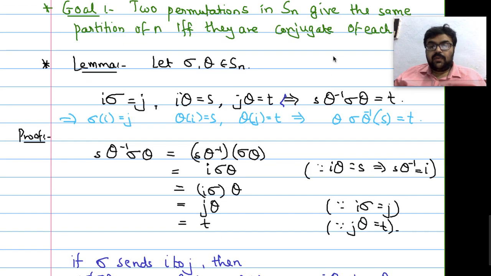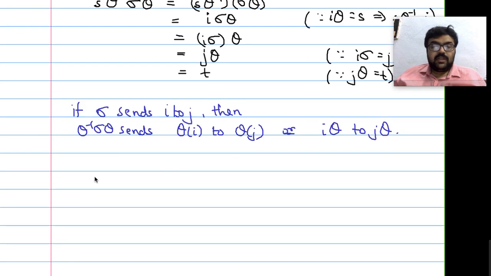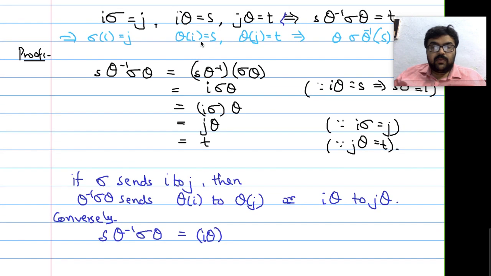Converse is also true. If theta inverse sigma theta of s equals t, then s is nothing but theta I. S, we know, is theta I.